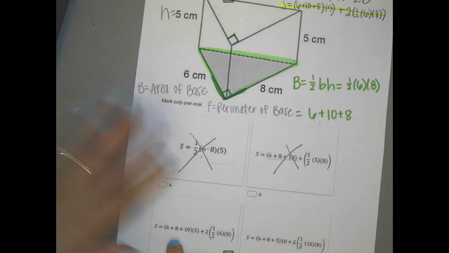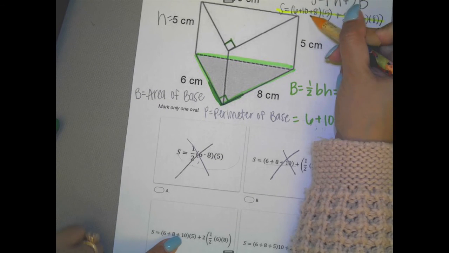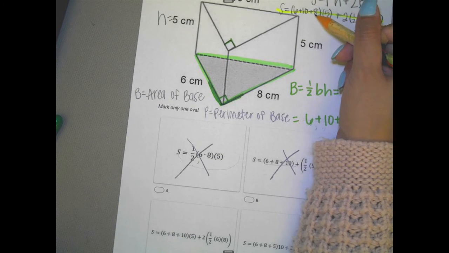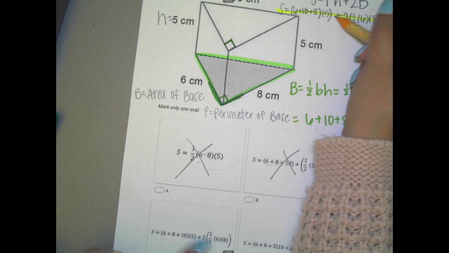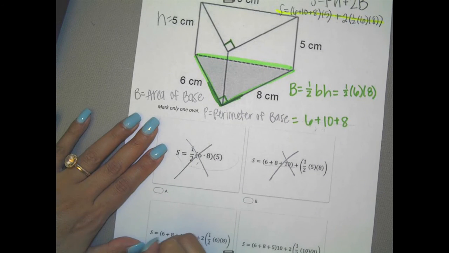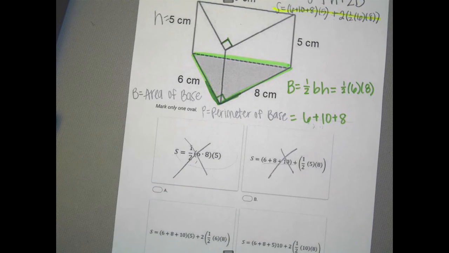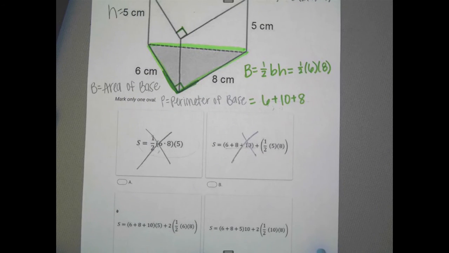Here on this bottom one, C, I see the 6 plus 8 plus 10. They're just in a different order, but I'm adding, so that's okay. Times 5 plus 2 times 1/2 times 6 times 8. So that one looks like it's going to be my answer. But let's go ahead and check the last one.